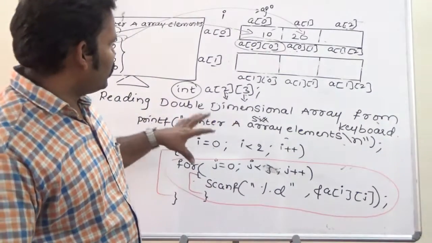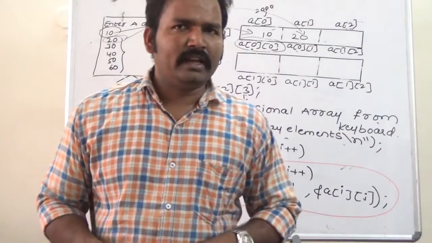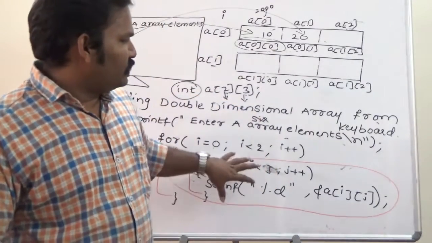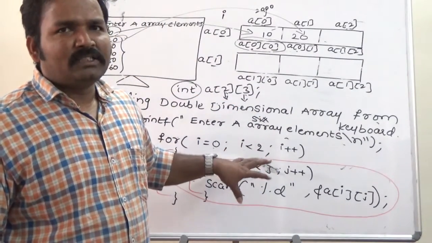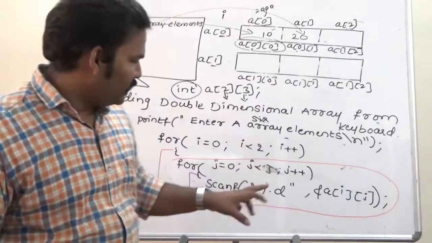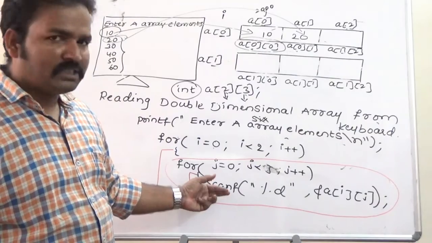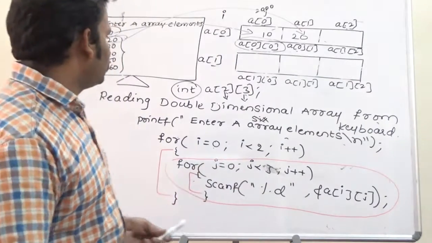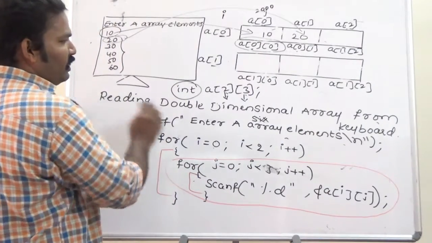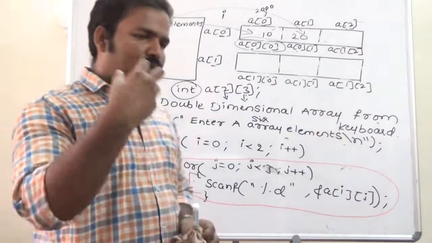So this is the syntax for reading double dimensional array elements. To read double dimensional array elements, we have to use two loops instead of writing statements repeatedly. Next, the last one. Up to now we have seen how to read double dimensional array elements.